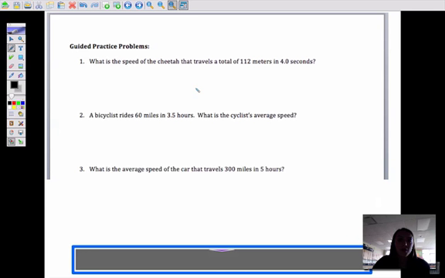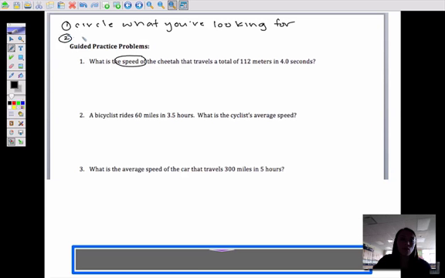Now you're going to read it again, but this time you're going to circle what you're looking for. So what is the speed of the cheetah that travels a total of 112 meters in 4 seconds? It's asking for the speed, so I'm going to circle that. And that second time you read it, you're also going to underline what you're given. So I'm given 112 meters and 4 seconds.